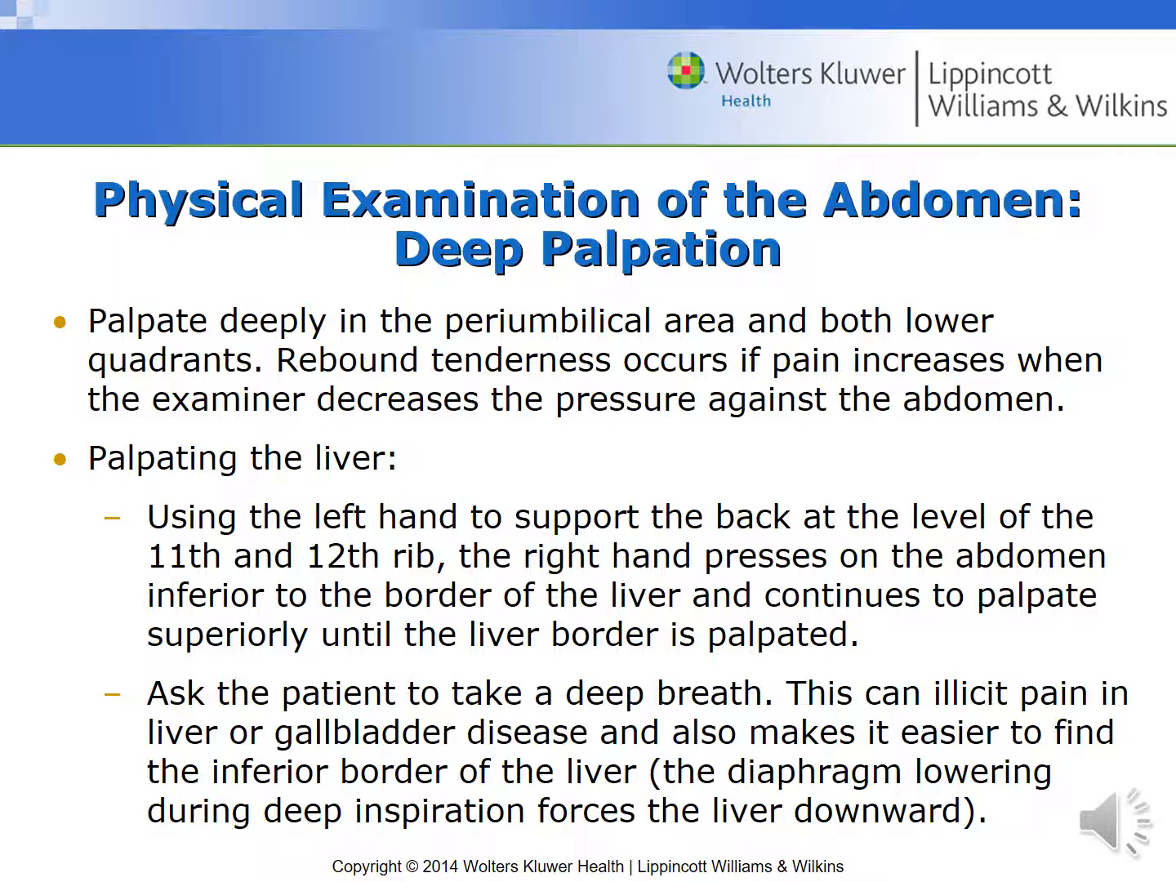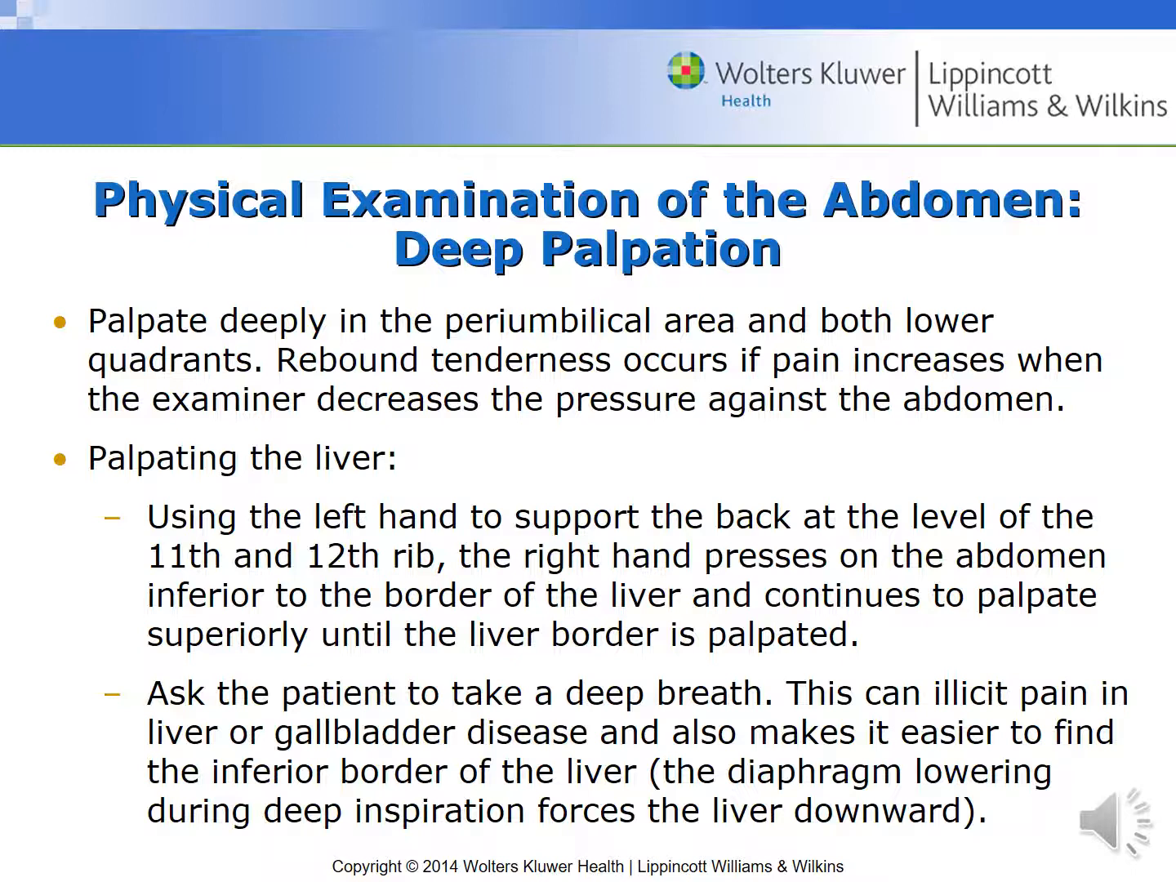Then you move on to deep palpation. So, for example, you want to start with the light just to get the superficial organs, and then you'll start to palpate deeper. What you're looking for here, too, is rebound tenderness. What rebound tenderness is, as you are palpating the patient, there might be some pain there, but when you decrease the pressure on the abdomen or you let go, there'll be an increased pain, and that's considered rebound tenderness.